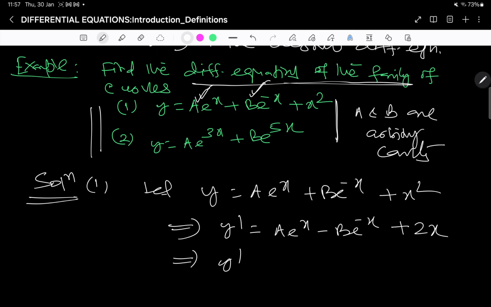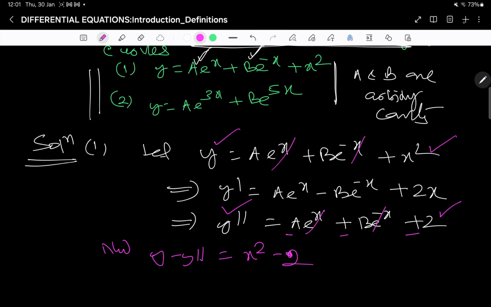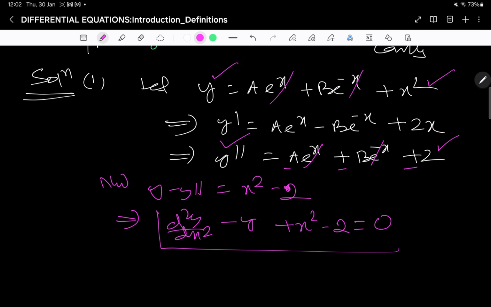And I find the second derivative: y'' is a^x + b^(-x) + 2. Now you see, if I subtract, y minus y'', then this and this will cancel, this and this will cancel. So it will be x² minus 2. Therefore I can write d²y/dx² - y + x² - 2 = 0. So this is the desired differential equation.